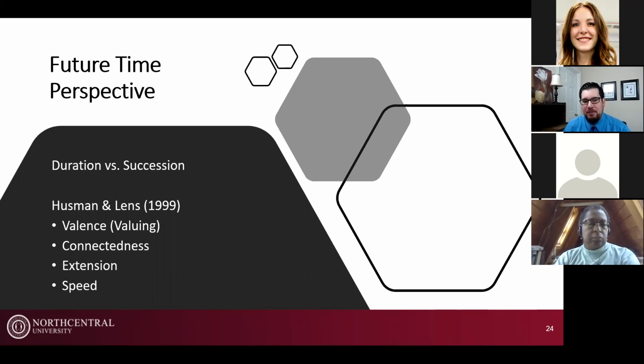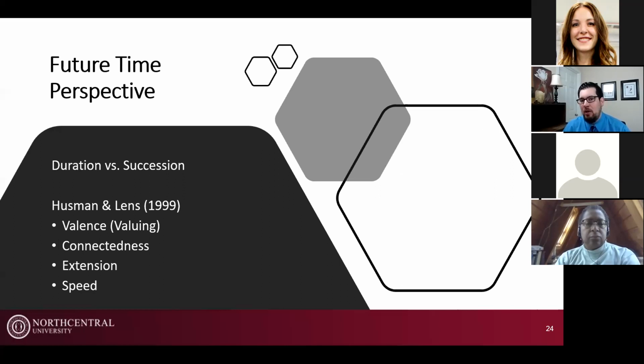Huseman and Lenz's future time perspective had 4 components: valence or valuing, being the importance of future goals. It's tied to adaptive, motivating behavior and delayed gratification. Connectedness is the usefulness of present activities to reaching those future goals. It's tied to planfulness, concern for the future, and predicts student achievement.